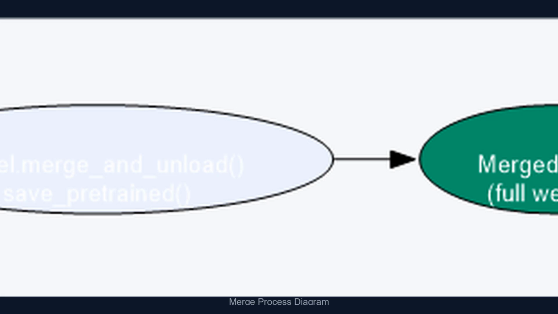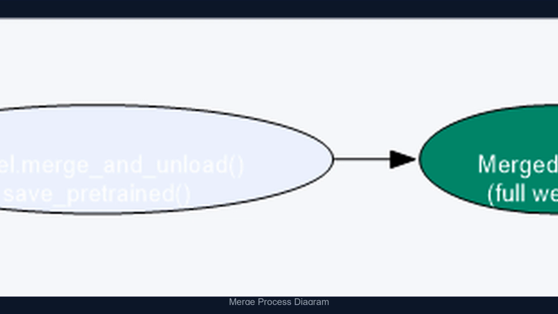The merge and upload workflow has two distinct phases. Phase 1, merge and unload, combines the base model's frozen weights with your LoRA adapter weights, producing a standard model with no LoRA dependency. The result is saved locally with save_pretrained. Always save locally before uploading, so you have a backup regardless of what happens to the network operation. Phase 2, push to hub, streams that saved model to your Hugging Face repository.